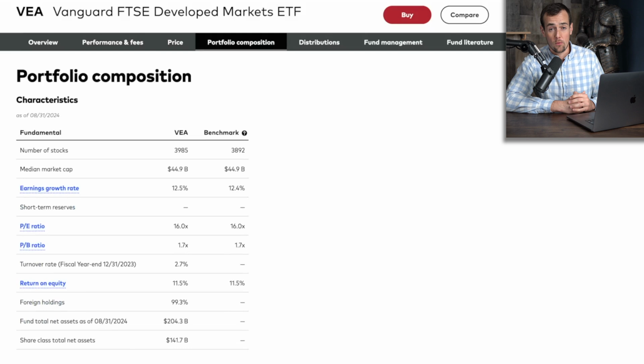In terms of the portfolio composition, this has 3,985 underlying holdings, and a total invested in the fund here of $204.3 billion. So this is a very popular ETF that Vanguard offers.